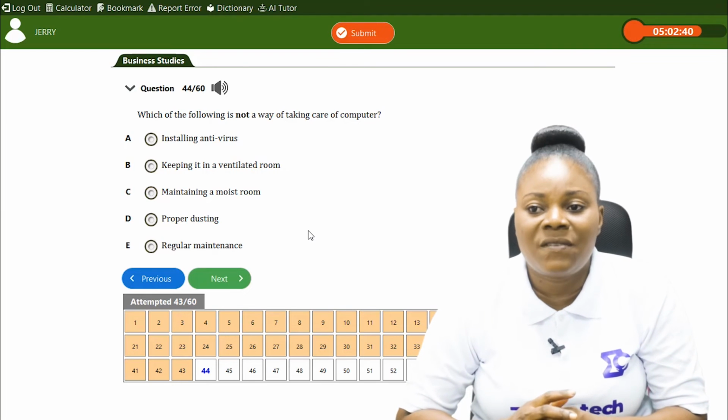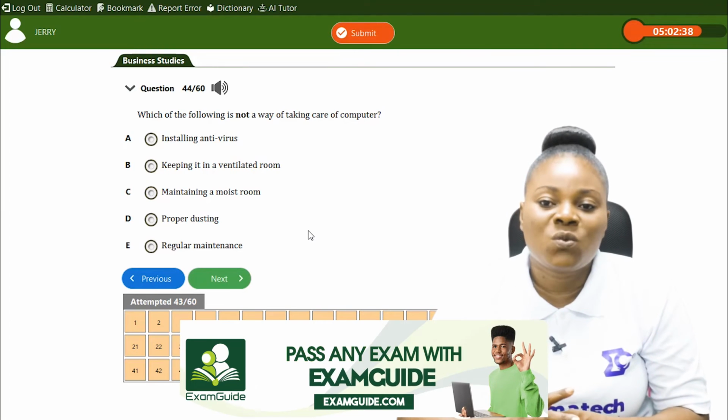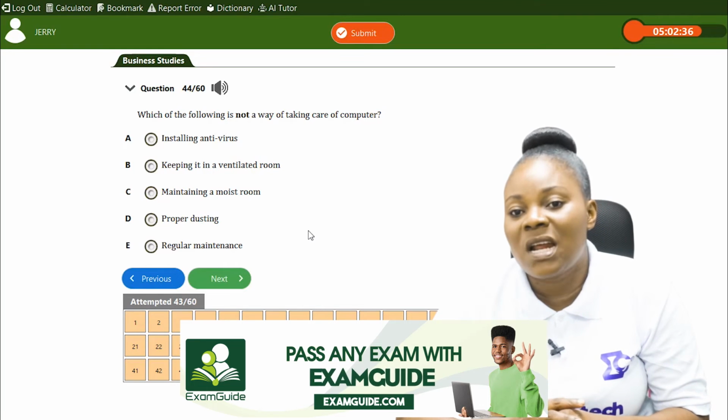Is it installing antivirus? As we all know, one of the best ways to take care of a computer is to install an antivirus.